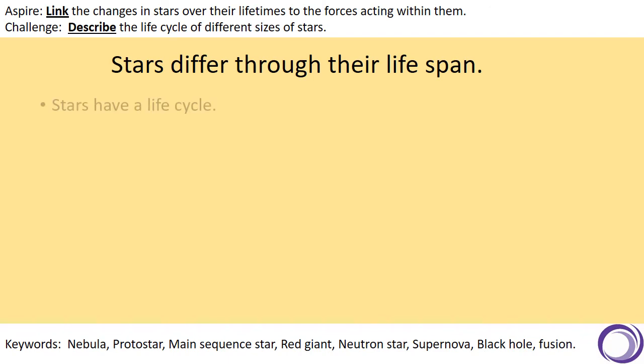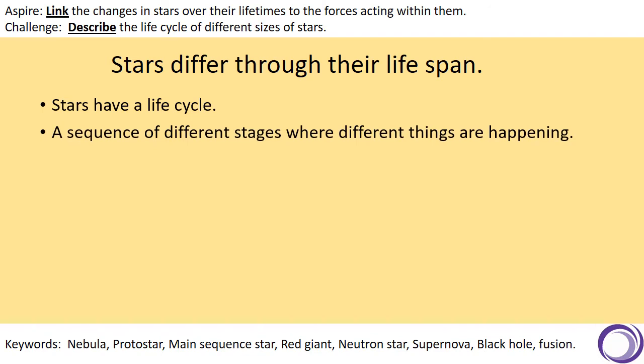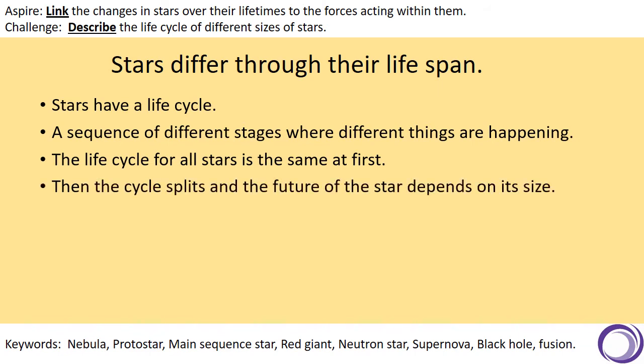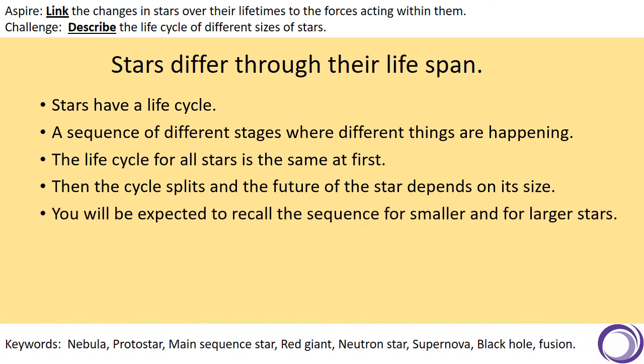Stars then differ through their lifespan. So we call it a life cycle that they have. And that's just a sequence of different stages where different things are happening. And the life cycle, as I've said, for all stars, starts off the same. Then we have a divide dependent on its size. So small stars, and by small stars, I'm talking about the sun. It's a relatively small star. And then much bigger stars have a more dramatic life cycle.